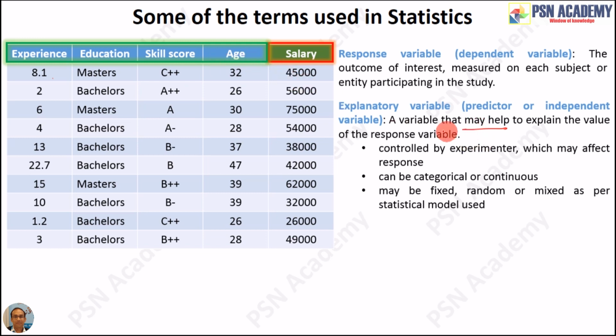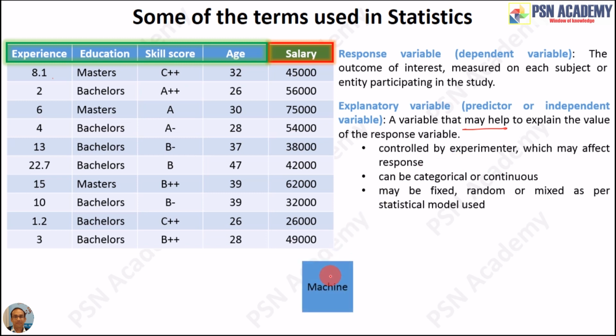Now, how will you know whether these variables actually have any influence on the salary? You have to find out in an experiment, following some statistical model, right? Now, the explanatory variable is under the control of the experimenter. That means the values here, 8.1, 6, 22.7, or these bachelors, B, B++, and all those, are under the control of the experimenter. Specifically in this case, it is not actually, because these are observed data that belong to the employees of the factory. So for explaining this statement, controlled by the experimenter, I will take help of this.